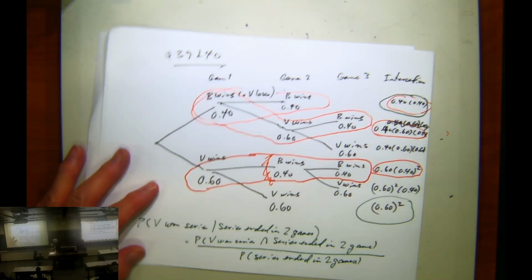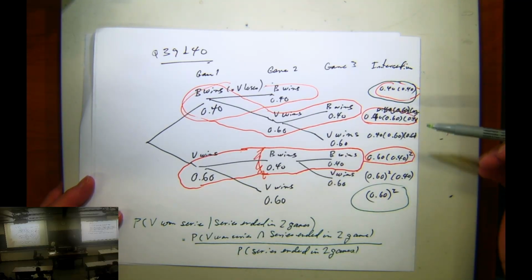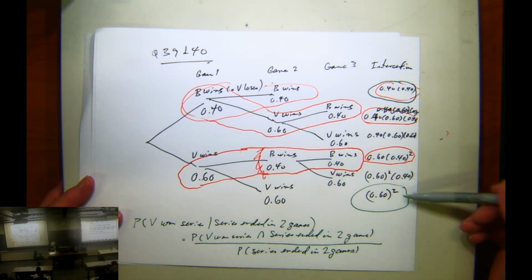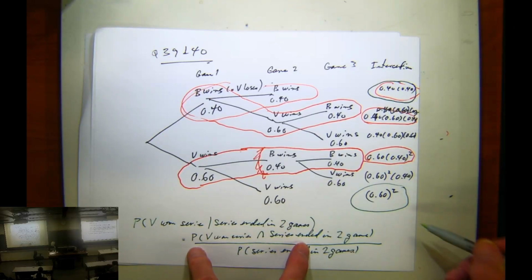Okay, so at this point, we could write out more stuff, but essentially what we've got is the sum of this and this gives us the probability that the series ends in 2 games, and the probability that Veronica won the series and the series ended in 2 games is simply this.